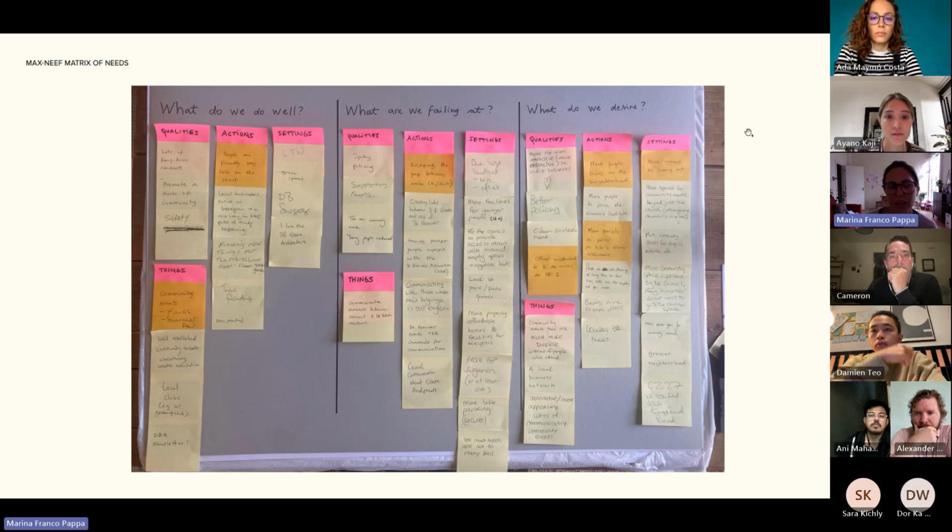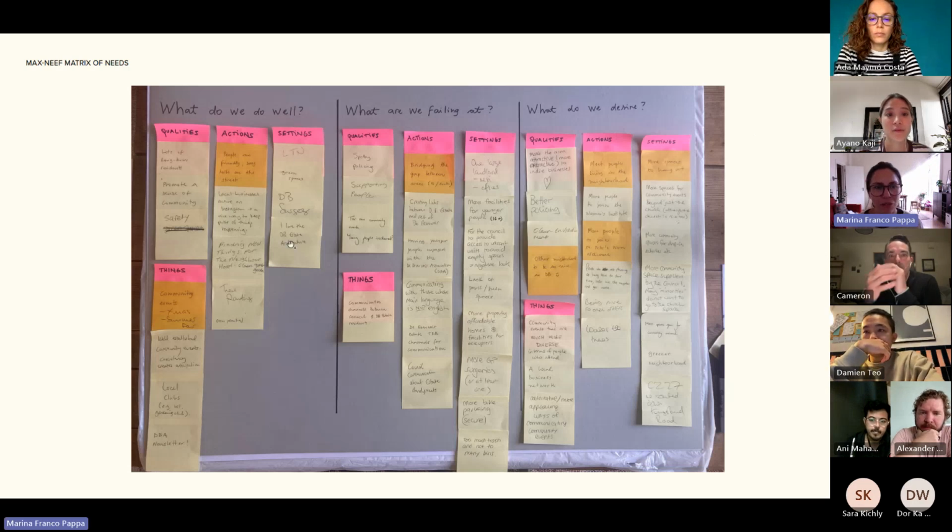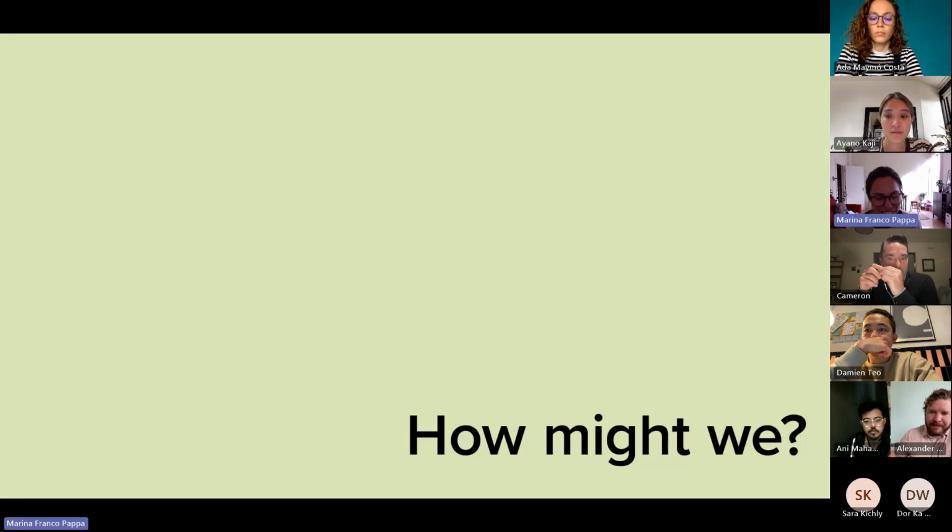And comparing, there were a lot more settings that we're failing at than settings that we're doing well, for example. There's no wonder that the outcome of the workshop was people wanting to have a space together. So they want to work on the settings more than on the things that we have, for example. I don't know. So that was the co-design part.